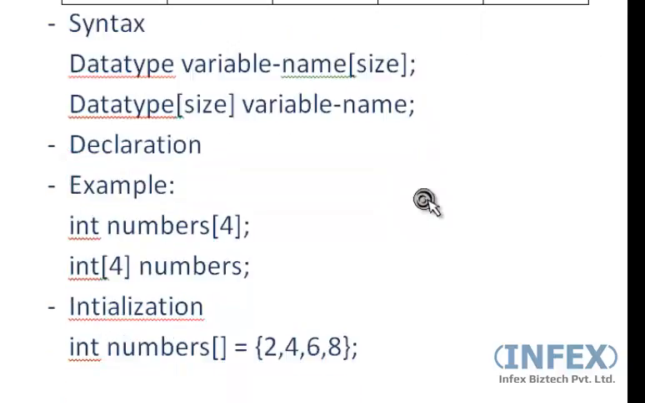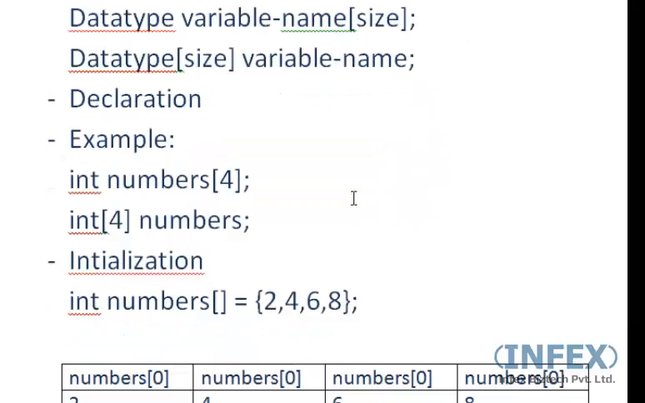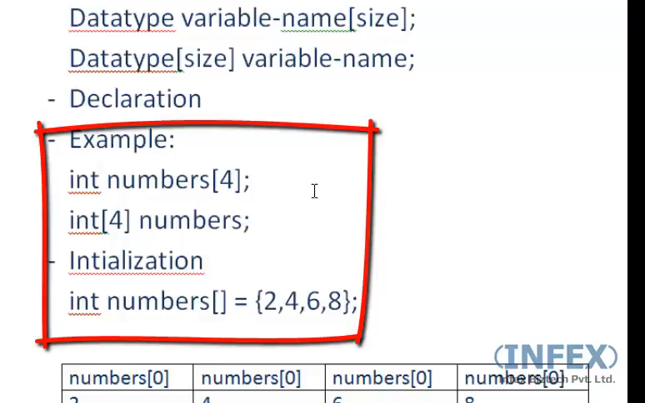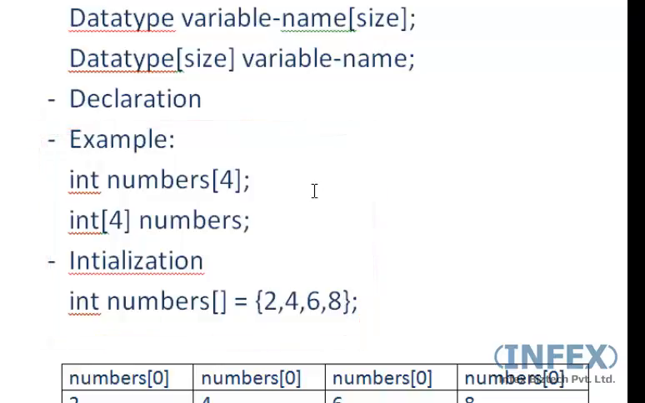Let's take a look at the declaration of an array. This is the example: int numbers[4]. Here int is the data type of the array, numbers is the name of the array, and 4 is the size of that array.